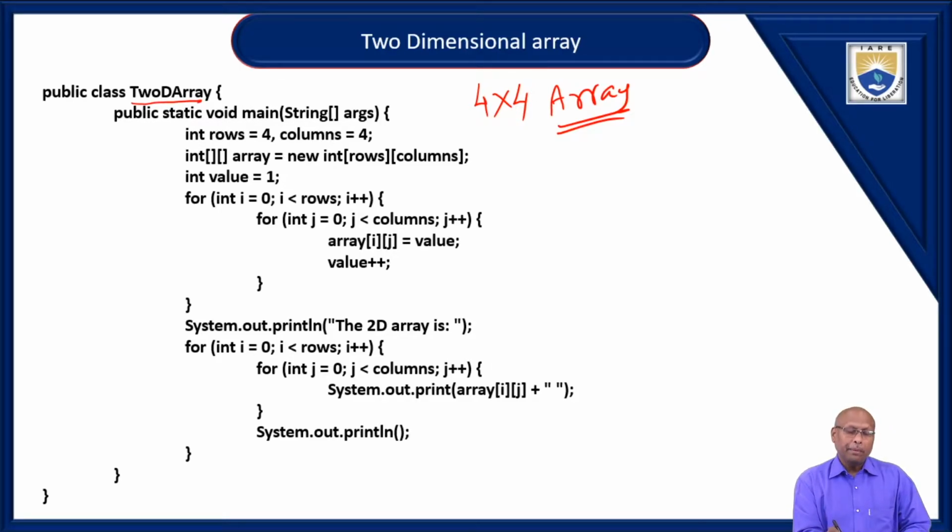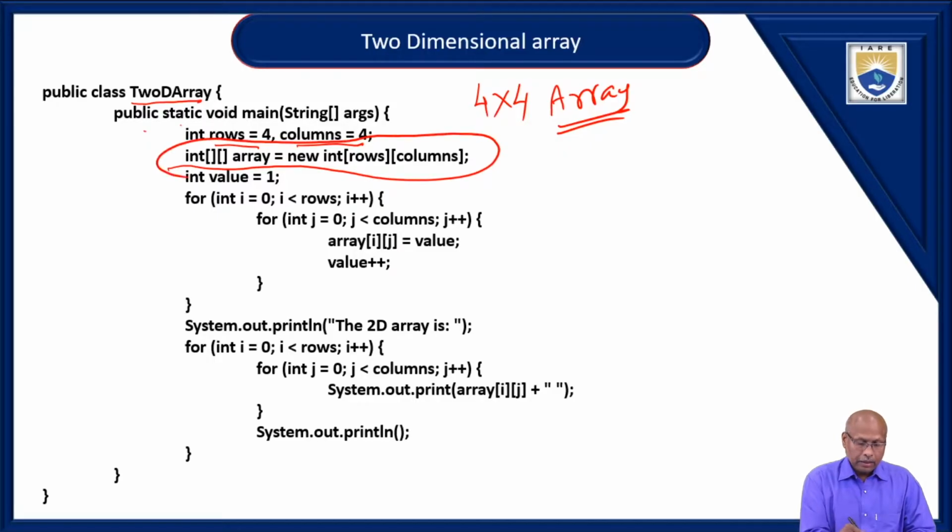Then here I wrote the main method. Public static void main. Rows is equal to 4, columns is 4. That means I want to have 4 rows and 4 columns. For that, I wrote a syntax: int[][] array = new int[rows][columns]. So that means you are allocating memory for 4 rows and 4 columns.